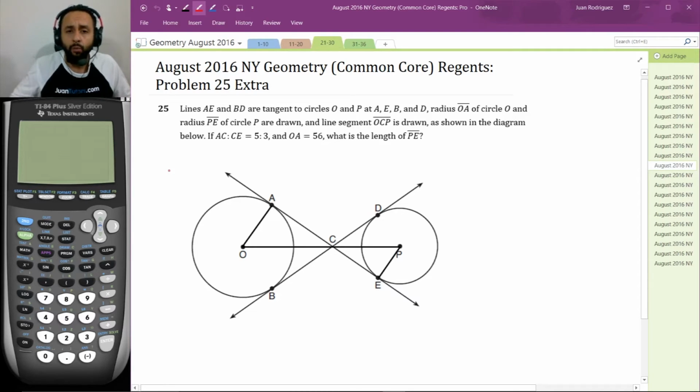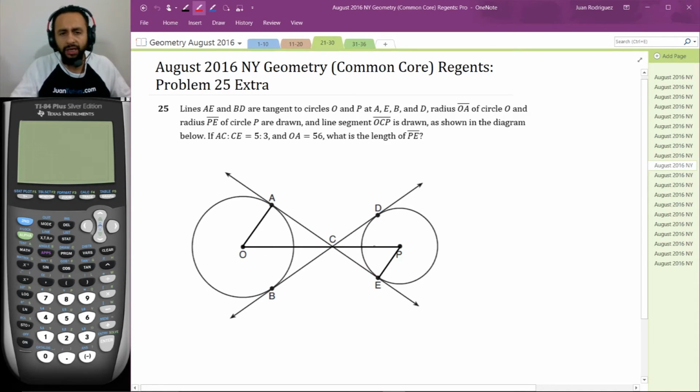So let's see, what do we do here? We want the length of PE. So eventually we want to get that. So how do we get this? Well, this looks to me like a similar triangle situation, because these 2 triangles seem to be similar. So let's see if they are similar.